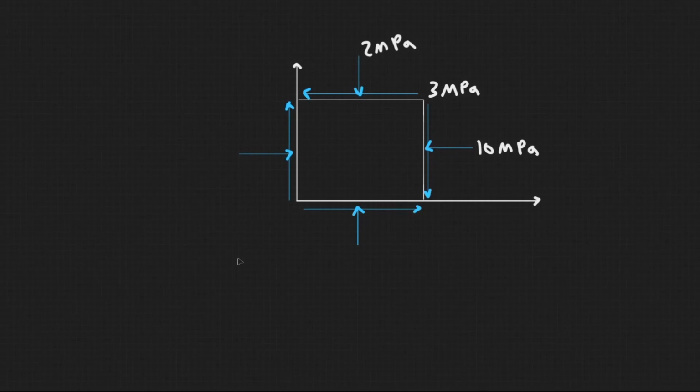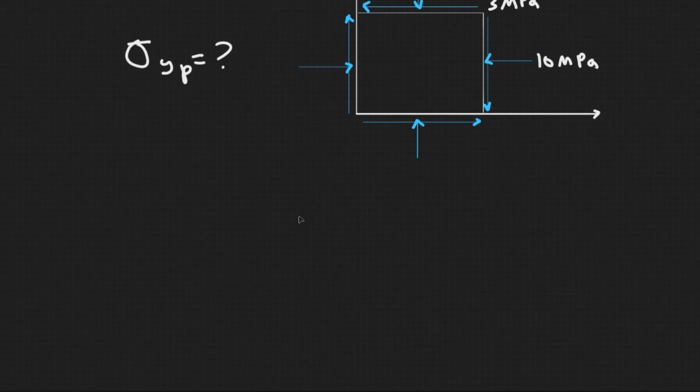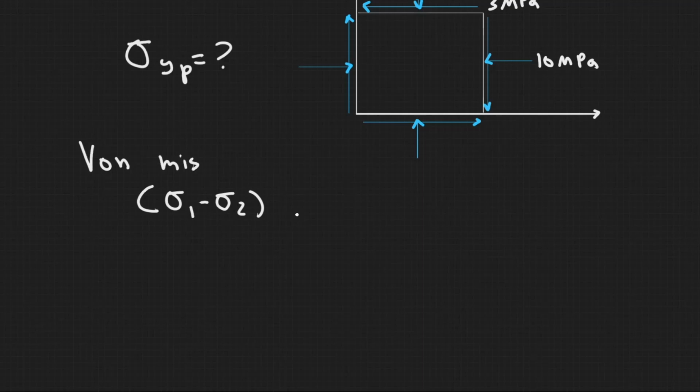And so the first thing we need to do is recognize what they're asking us for. So we're trying to find sigma yp based on two different theories. The first one is Tresca and the second one is von Mises. So the first thing I'm going to show you guys is the formula for both of them. So let's go ahead and start off with von Mises.